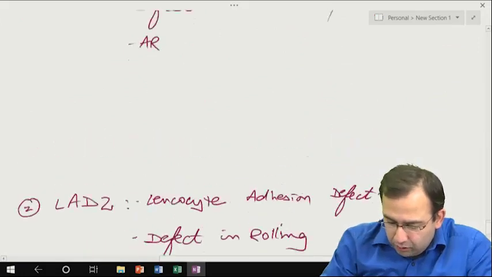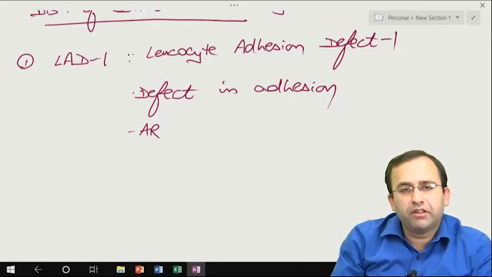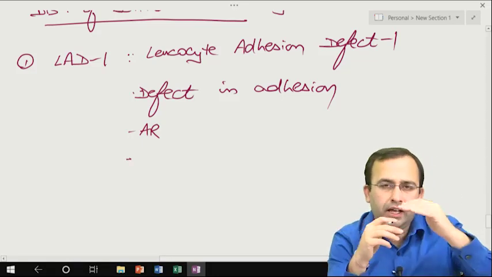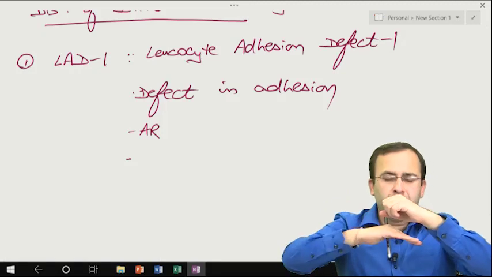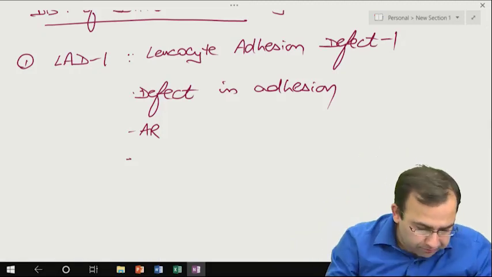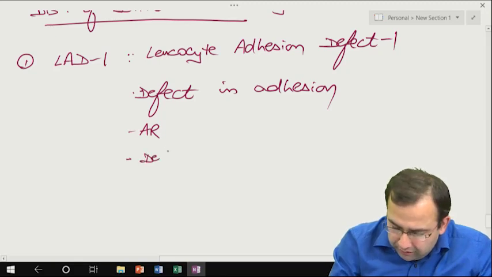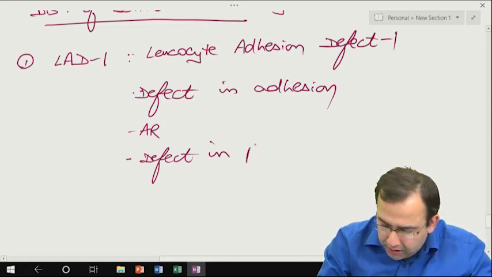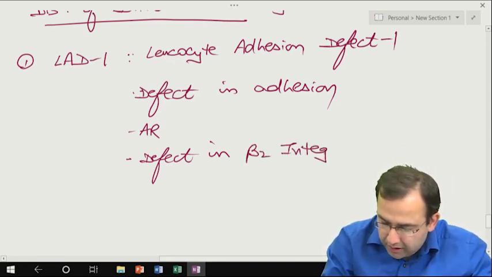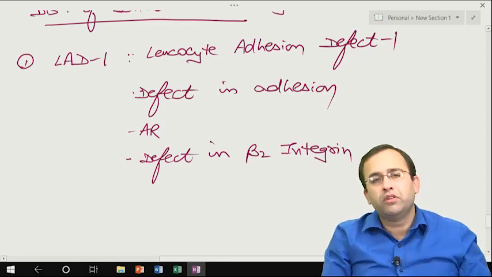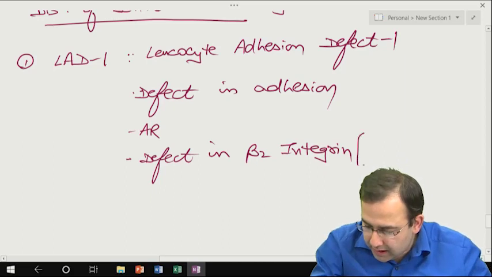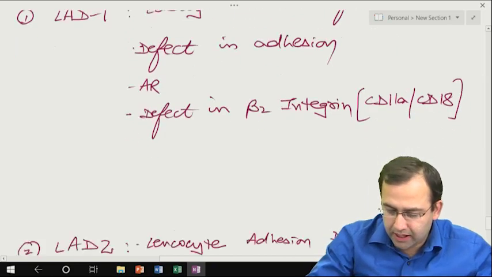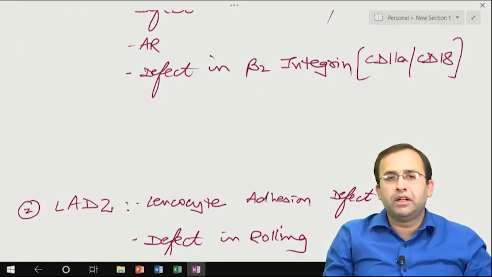Next, coming to LAD1. It is a defect in adhesion, autosomal recessive. Adhesion occurs because of binding of high affinity integrins present on leukocytes with integrin ligands. So, what is the defect? LAD1 is a defect in beta 2 integrin. What was beta 2 integrin? It was CD11A/CD18.